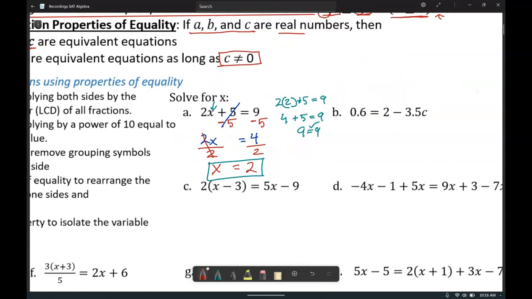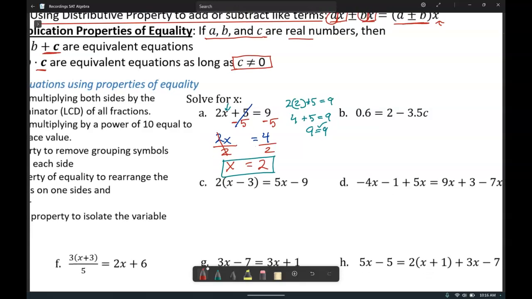We'll start with B, and we'll say, okay, well, let's clear our decimals. Since our longest decimal is a place value of the 10th place, what we can do is multiply every term in our equation by 10. 10 times 0.6 is just 6. 10 times 2 is 20. 10 times negative 3.5 is negative 35c.